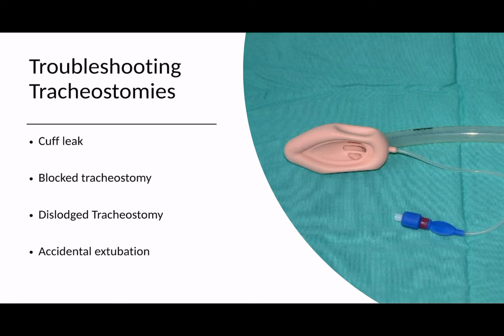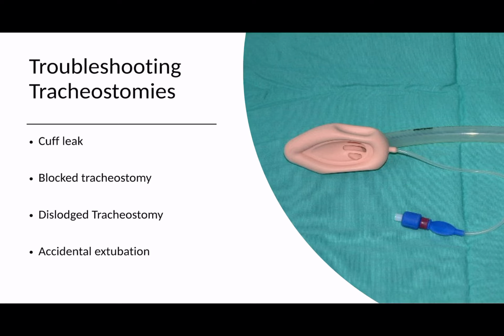So in those cases, if you've got an end tidal CO2, it means you can ventilate this patient or at least oxygenate them until you get senior help, and they may put a bronchoscope down through the tracheostomy and see what the problem is. But always remember, suction catheters are your friend with tracheostomies.